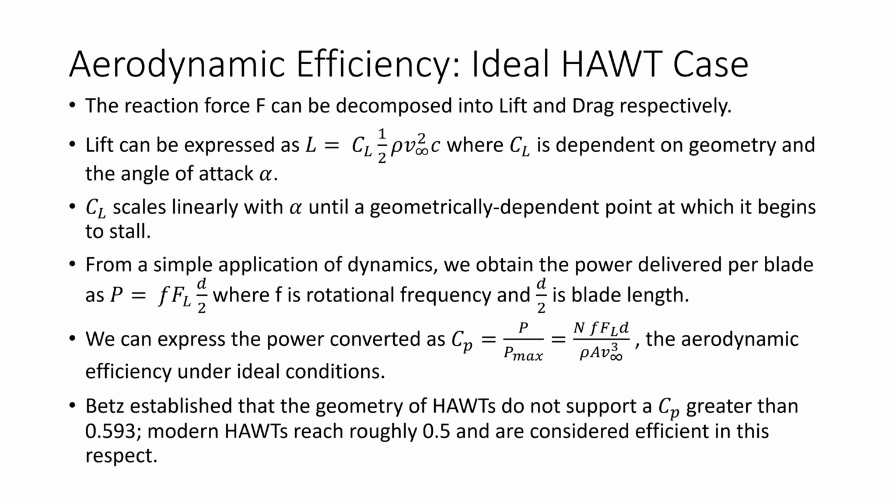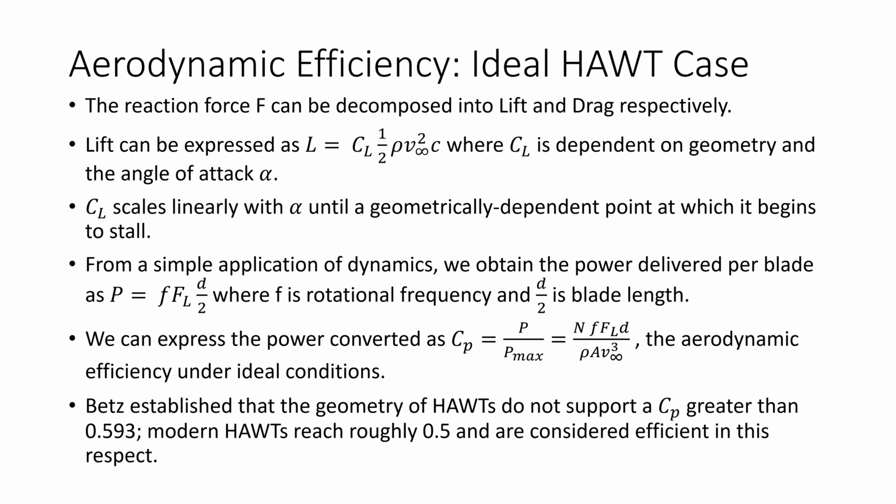Betz proved that the coefficient cannot be greater than 0.593 under completely ideal conditions. Modern systems reach a coefficient of roughly 0.5, and they're considered very efficient.